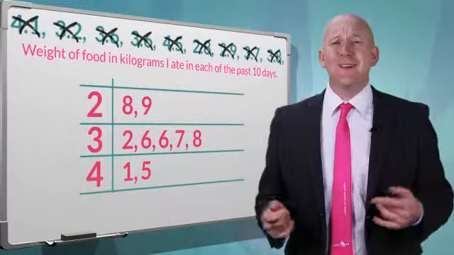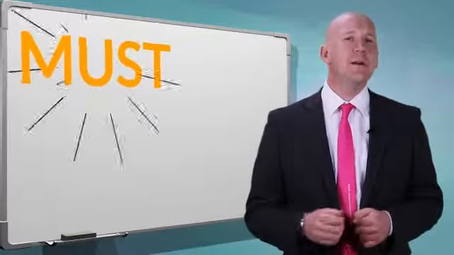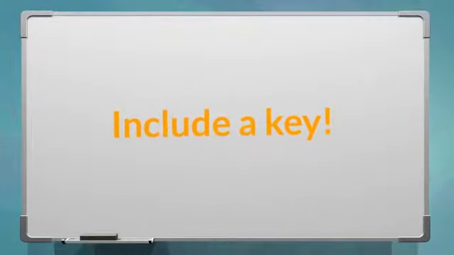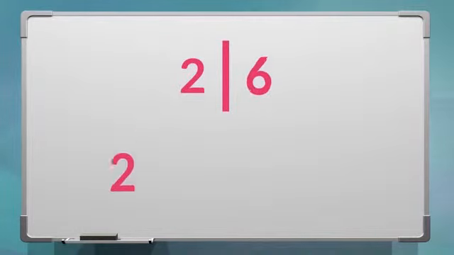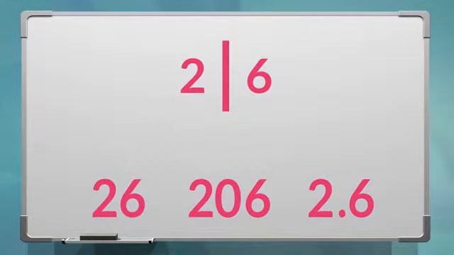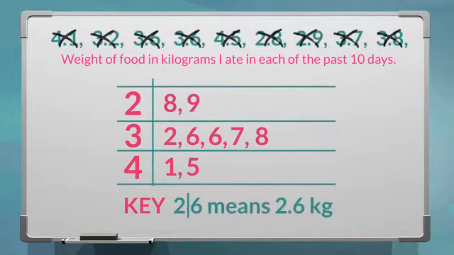What? You think it's already complete? Not quite. In order to get full marks, you must include a key. If someone sees your stem and leaf diagram, they won't know what the numbers like 2, then 6 mean. It could mean 26, it could mean 206 or 2.6. So a key is used to clear things up. So give an example like 2.6 means 2.6 kilograms, and that's the key sorted. Don't worry about what numbers you choose for your key as long as it is correct.